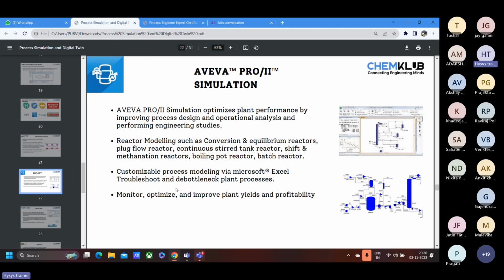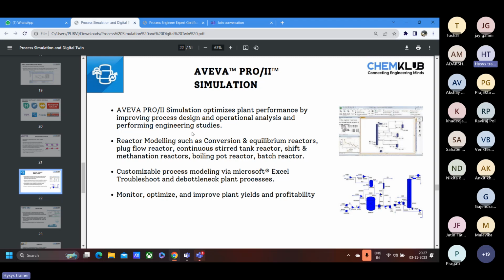Another is the PRO/II simulation, which is also provided by AVEVA. It is used for optimizing your plant performance, design and operational analysis, and also performing some engineering studies. This is the software environment. For reactor modeling, AVEVA PRO/II is very good, where you can do conversion and equilibrium reactors. Then you can also model plug flow, CSTR, shift methanation reactors, boiling point reactors, and batch reactors.